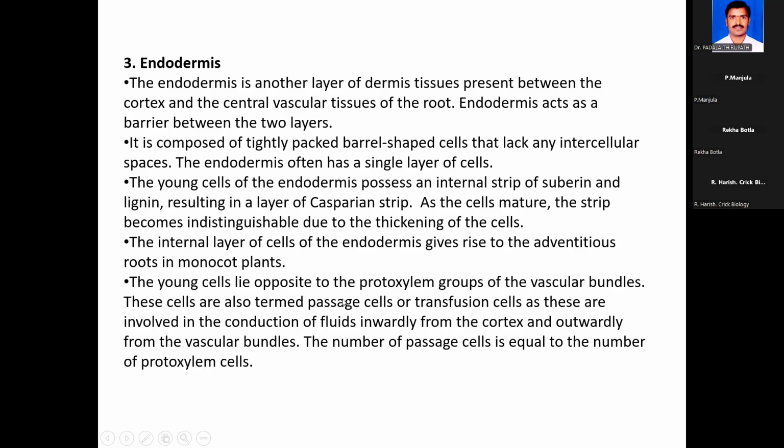Next one is the cells which lie opposite to the protoxylem. They are young cells, and they are called passage cells. Another name for passage cells is transfusion cells, and they are mainly involved in the conduction of fluids inwardly from the cortex and outwardly from the vascular bundles. The number of passage cells is equal to the number of protoxylem.